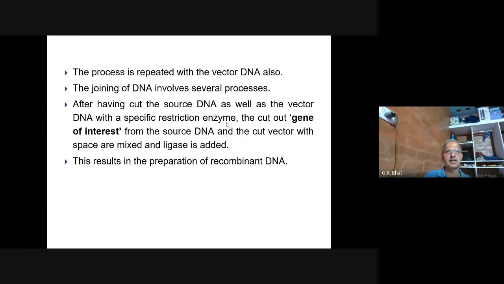What is that vector DNA? Which is the vector here? Where is the vector DNA present? Plasmid. The joining of DNA involves several processes. After having cut the source DNA as well as the vector DNA with a specific restriction enzyme, the cutout gene of interest from the source DNA and the cut vector with the space are mixed and a ligase is added.